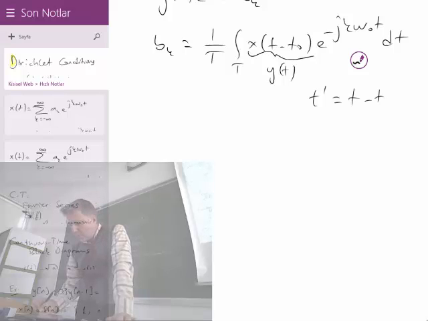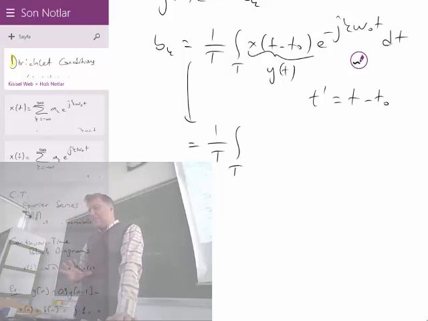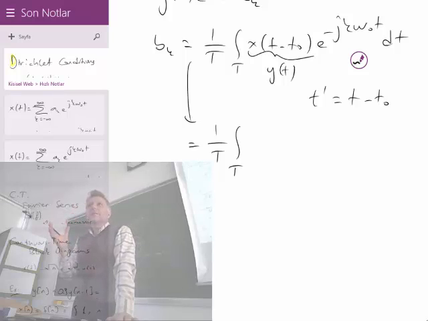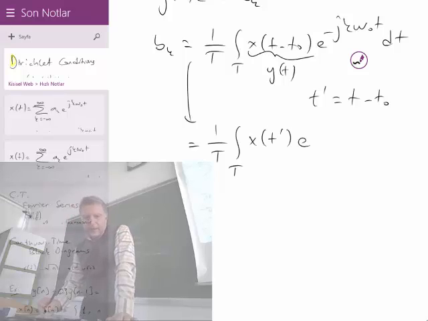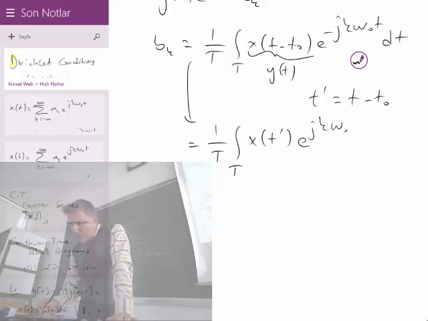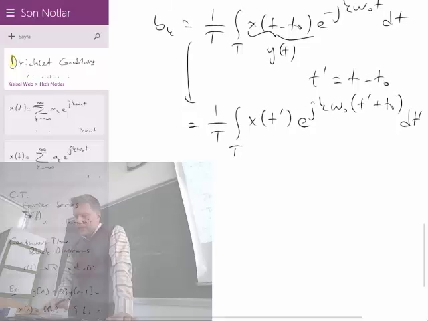So b k will be equal to 1 over capital T within the same period. The period integrals will be shifted by t0, but as you remember, it doesn't matter where you start and end. It just has to have a duration of capital T. And inside it, I will have x of t prime and e to the minus j k omega 0 t prime plus t0, dt prime. I can write it like this.